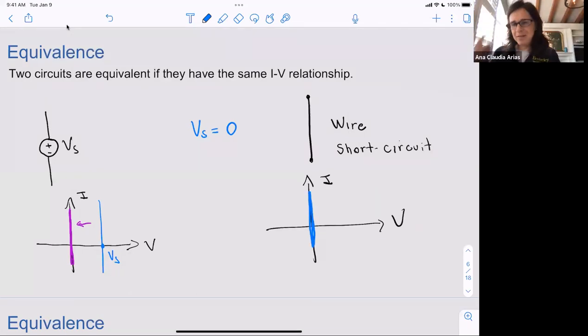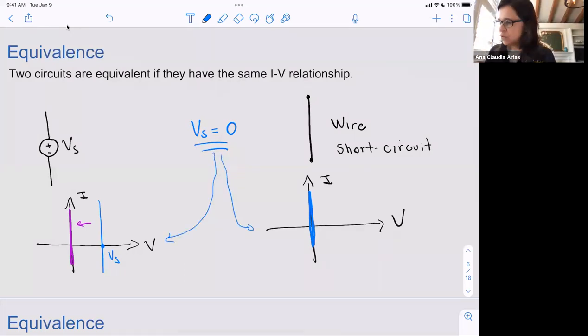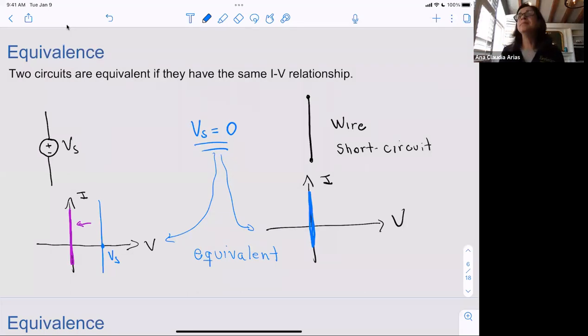Okay, when Vs equals 0, that means that the voltage source and the wire have the same IV characteristics. So we can say that they are equivalent in this case. Equivalent. But there's a condition, right? I said that the voltage source had to be set to equal 0. Good? Okay.